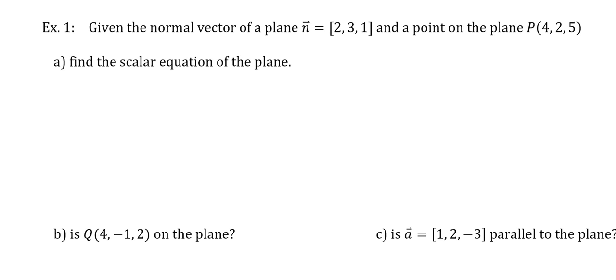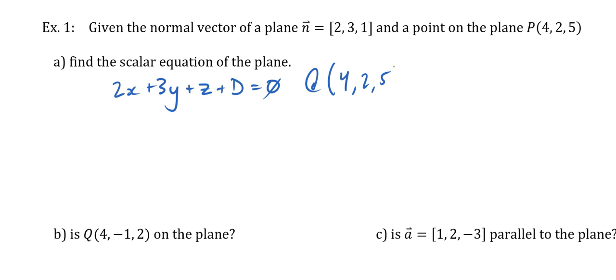Who can remind me what to do here? Very nice. So I can do 2x plus 3y plus 1z plus d equals 0, where those are the coefficients of the normal. Not only is the normal easy, but it turns out it's really simple from the scalar equation. It's just such a nice relationship, right? And then I have a point. And why do I need this point? Because I need to find the value of d.